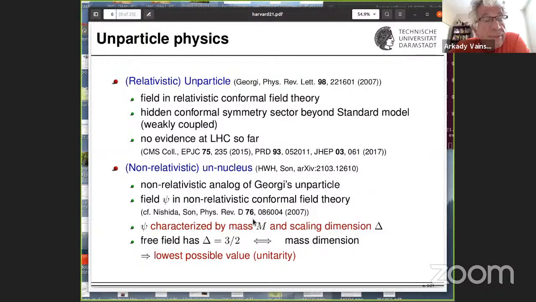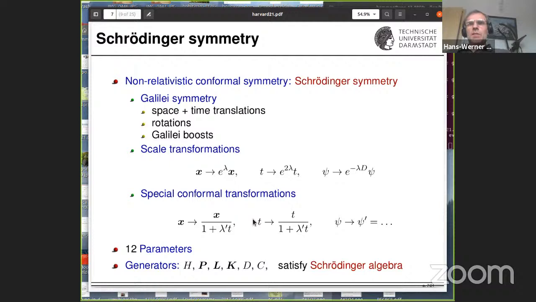So here it is. This non-relativistic conformal symmetry is also called Schrödinger symmetry, since it's the symmetry group of the free Schrödinger equation. And it includes the symmetry transformations of the Galilei group. So this is space and time translations and rotations and Galilei boosts. And in addition to that, there are scale transformations. So they're shown here. And special conformal transformations.